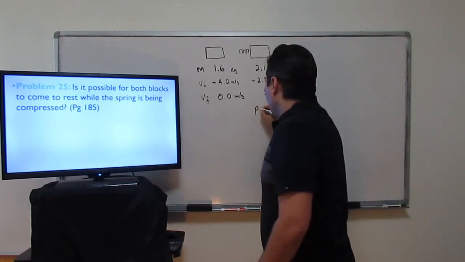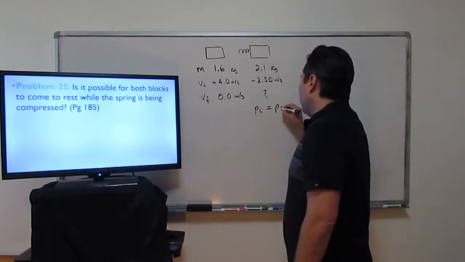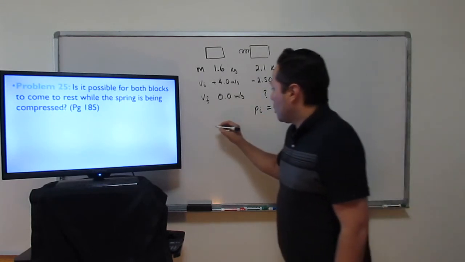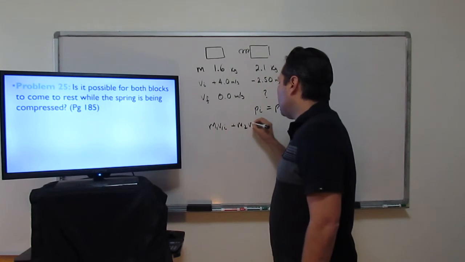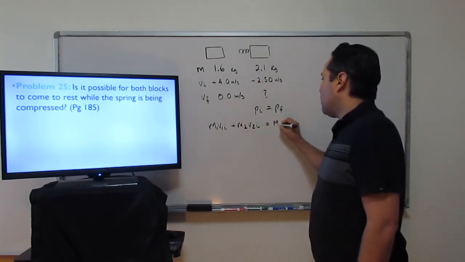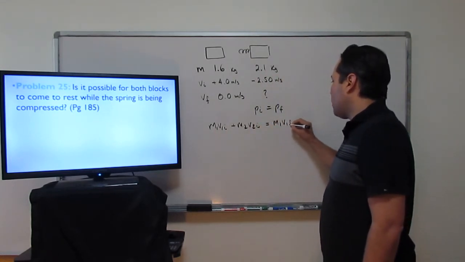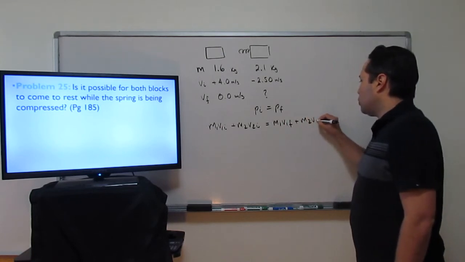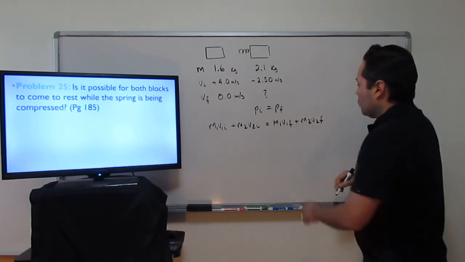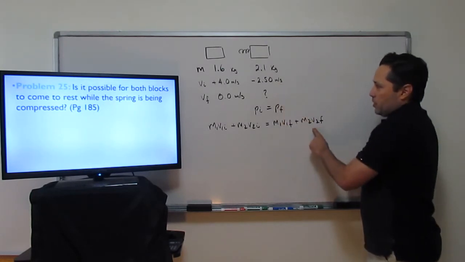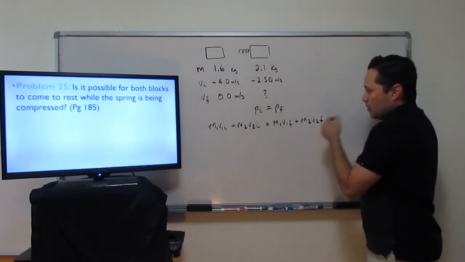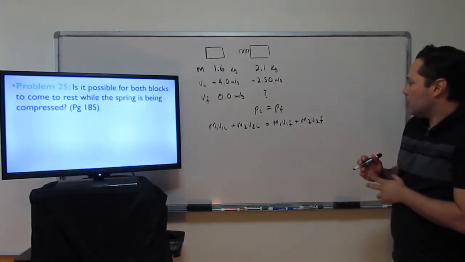So momentum initial is equal to momentum final for both objects. So it's going to be m1 v1 initial plus m2 v2 initial is equal to m1 v1 final plus m2 v2 final. Alright, so we want to know for v2, is it possible that the final velocity is 0 as well? Alright, so let's go ahead and solve for this.